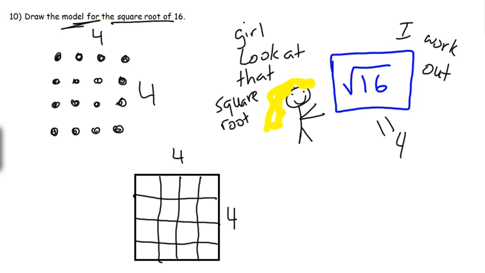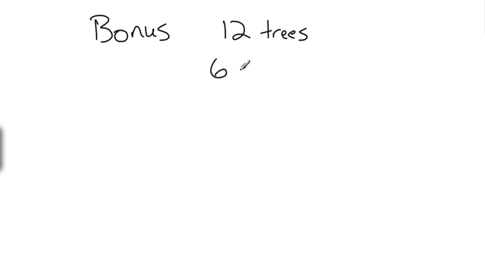I keep forgetting to do this. I said I would give you at some point the answer to the bonus question from the quiz. We want 12 trees, and we want to make 6 rows of 4. So how do you make 6 rows of 4 using only 12 trees? If you don't want the answer, I would pause it right here. Okay, spoiler alerts coming up.